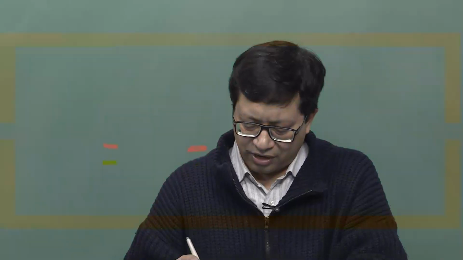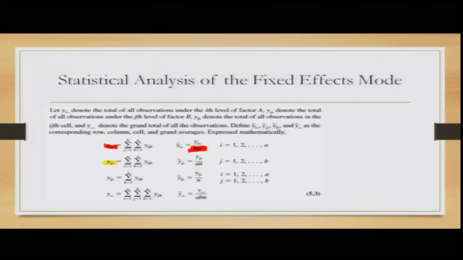So, here the averages are taken for the combinations of all the i's and all the n's, or all the k's, sorry. So, the average would be divided by a into n. If I am taking the average as y ij dot, that means I am taking the average only once, because there is only one dot.